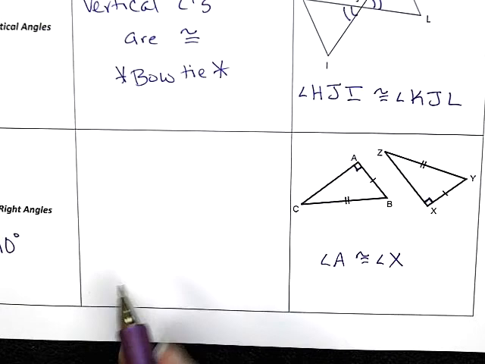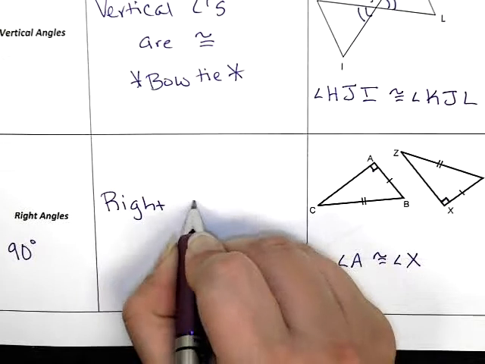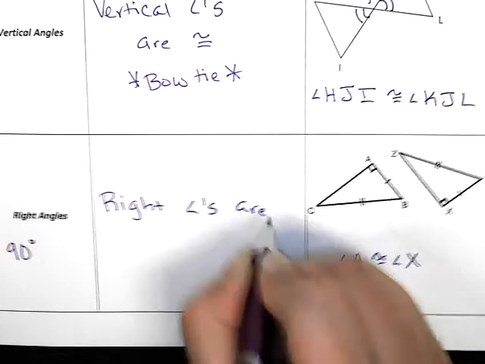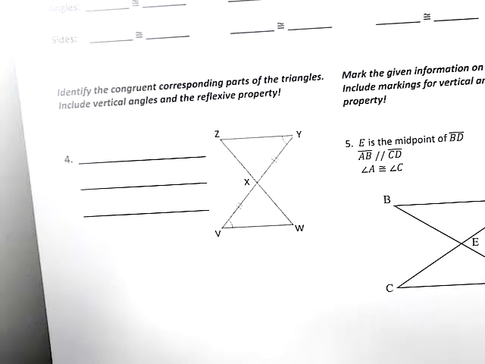So the theorem that you need to know here is that right angles are congruent. Seems a little redundant. I think you guys already know that conceptually, but it is a theorem that we're going to talk about. Okay? All right, moving on.